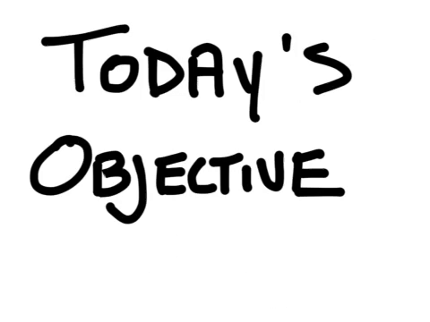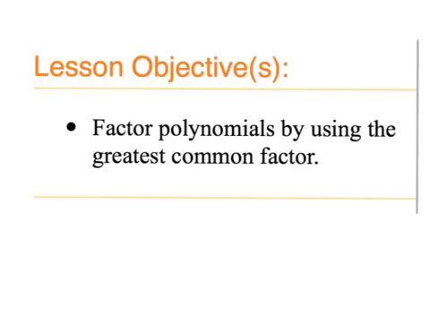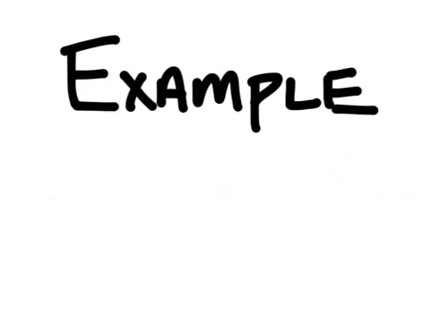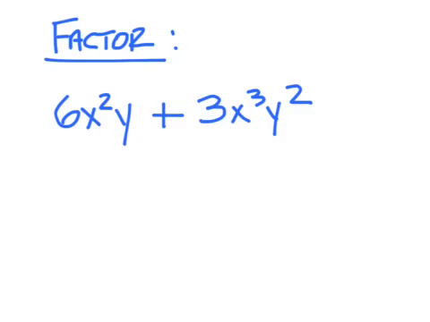Today's objective: factor polynomials by using the greatest common factor. This is the objective. We've already learned this. The purpose of the lesson isn't to reteach the greatest common factor. Here's an example. We're going to factor 6x squared y plus 3x to the third y to the second.